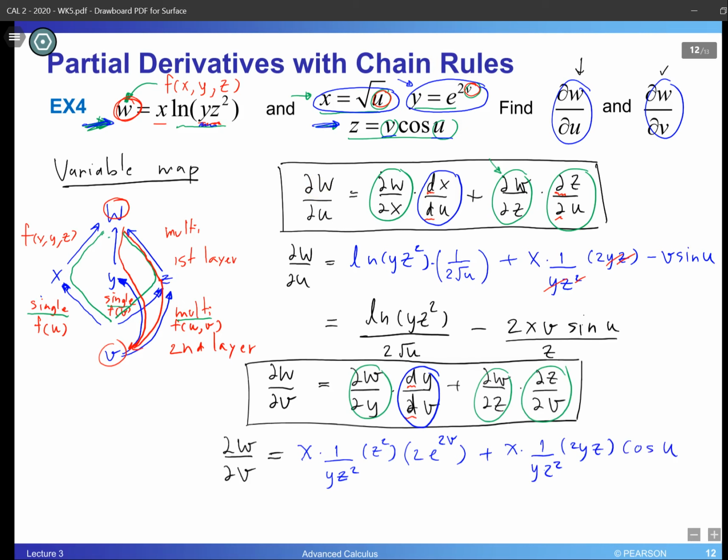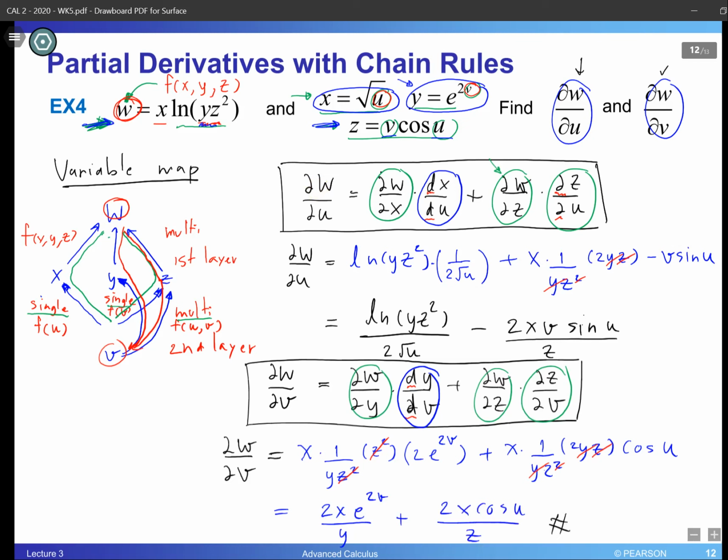So let's work on these terms a little bit. Z right here is going to get cancelled, and then z squared right here cancels with this z, y right here with this y. Now let's clean this up. We are going to have this 2x e to the power of 2v divided by y right here for the first term. Then for the next term we are going to get this 2x cosine u divided by z. That is the answer for the last one.